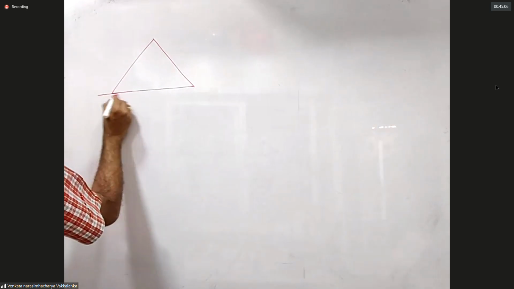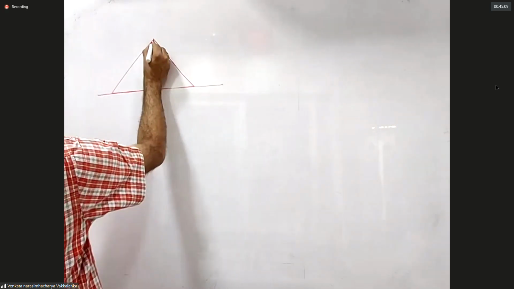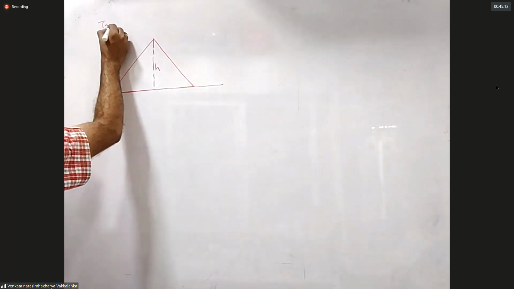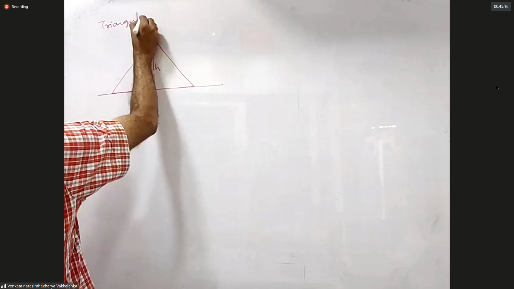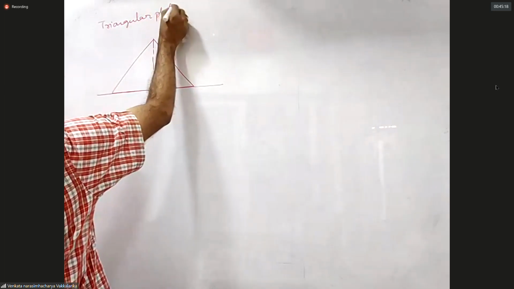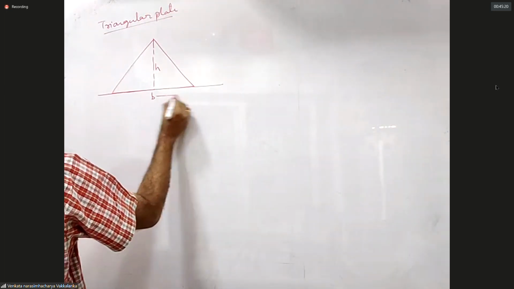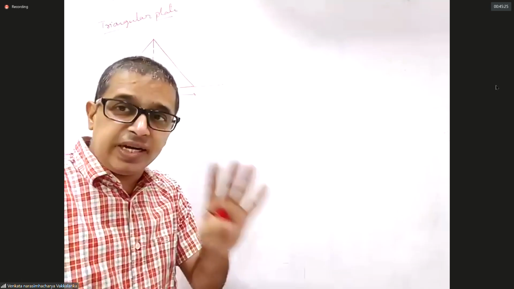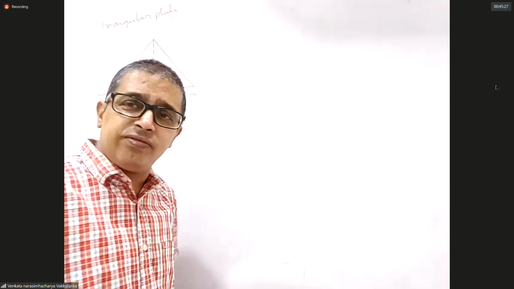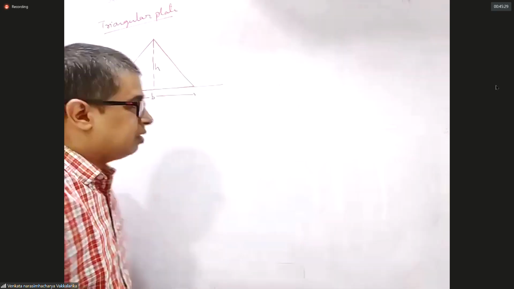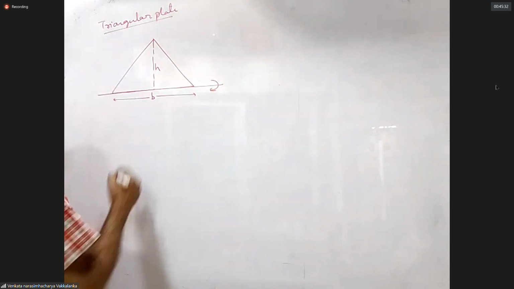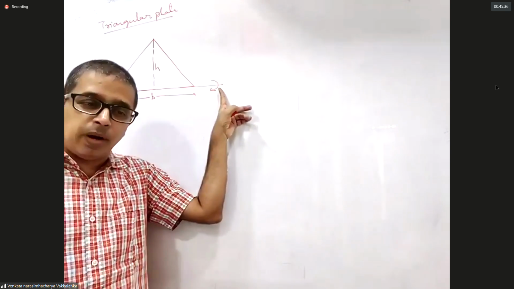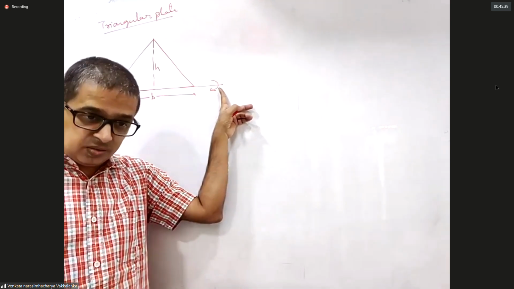This is a triangular plate of height h. I am taking this to be of breadth b, but I don't want the answer in terms of b. I want it only in terms of h. Find the moment of inertia about an axis passing through the base.